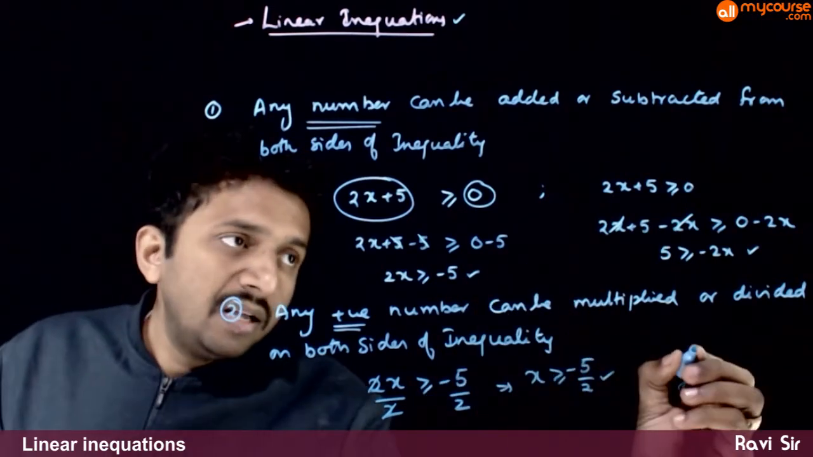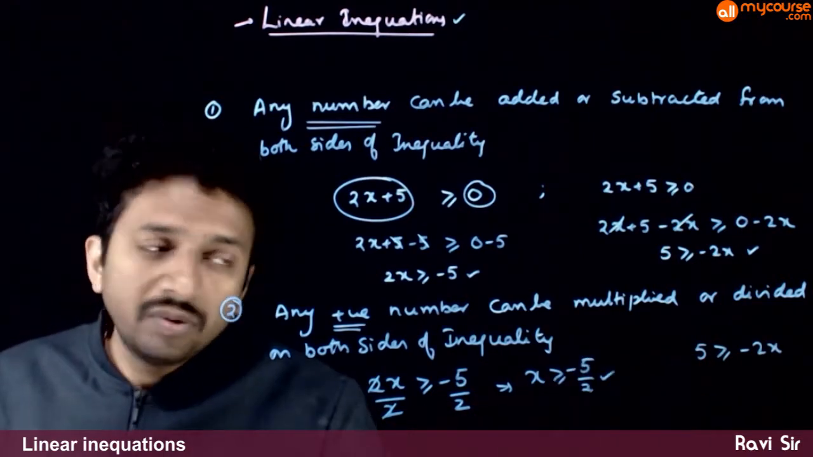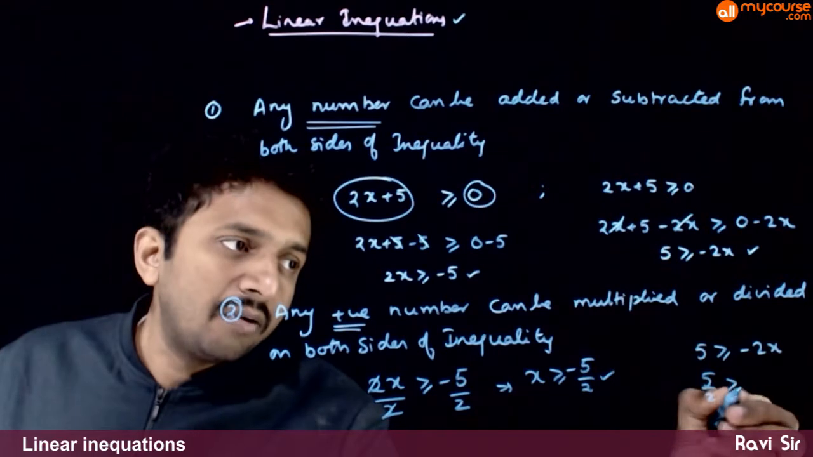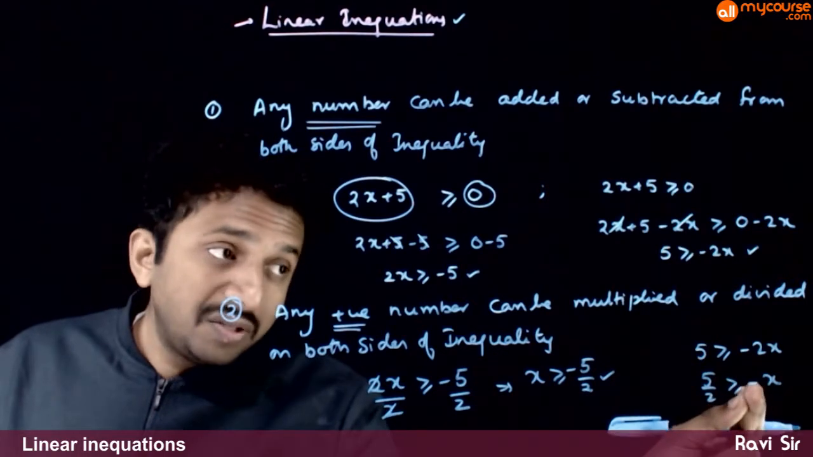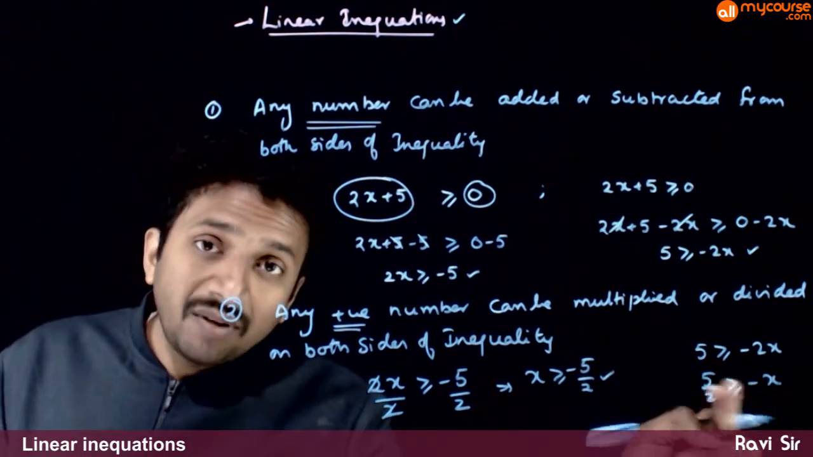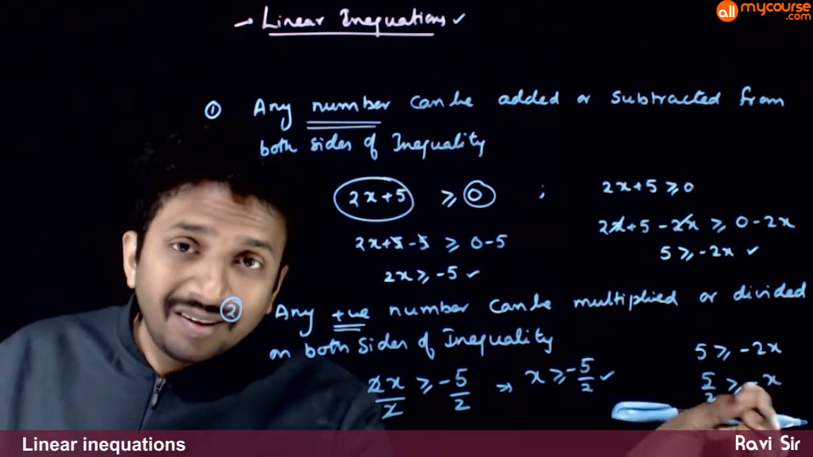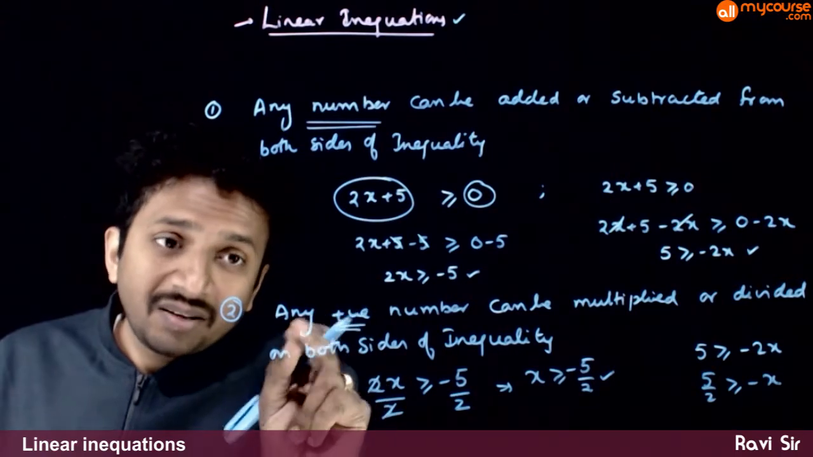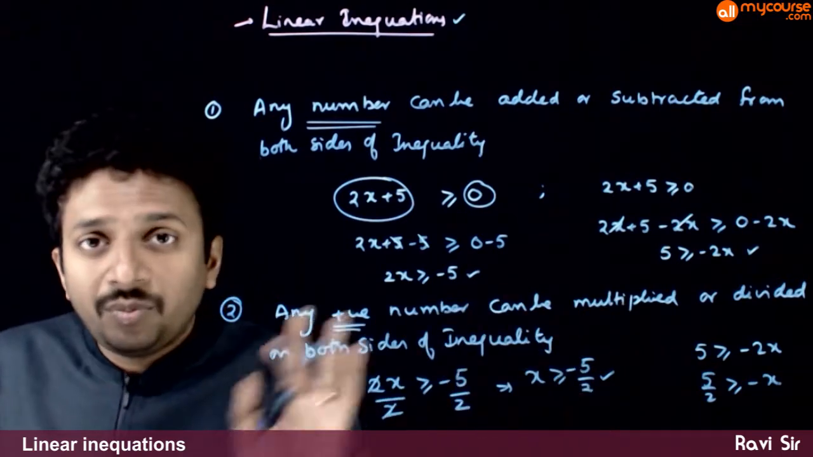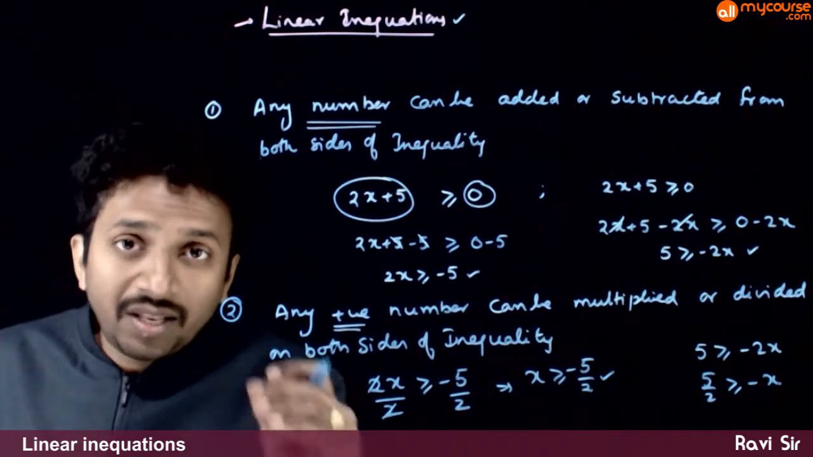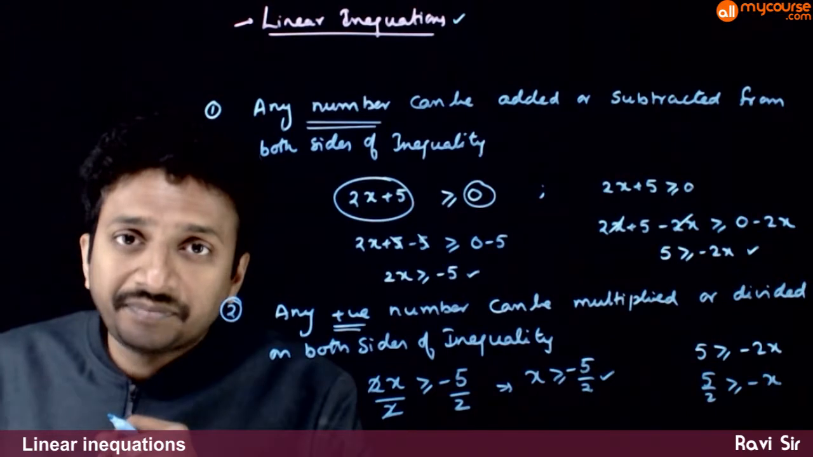So now let us go to this side. 5 is greater than or equal to minus 2x. If you divide both sides by 2, 5 by 2 is greater than or equal to minus x. There is nothing wrong with this step. But if I want to send this minus to the other side, I need to divide or multiply by minus 1. Can I multiply it by minus 1? Till now you have no rule which says what should be done with negative numbers. A positive number can be multiplied or divided on both sides of inequality, that's the second rule. Now let us see what should happen if I multiply or divide with negative numbers.